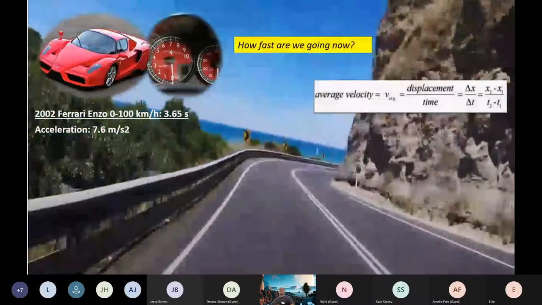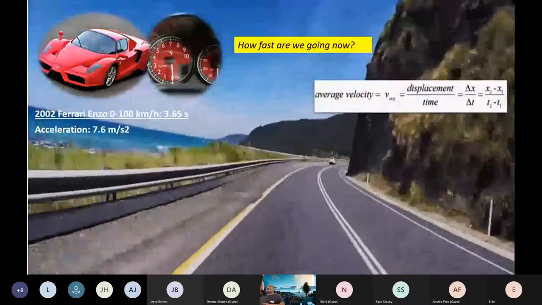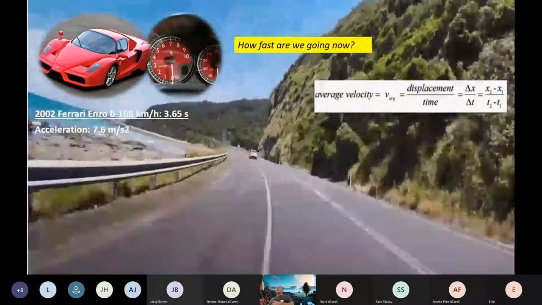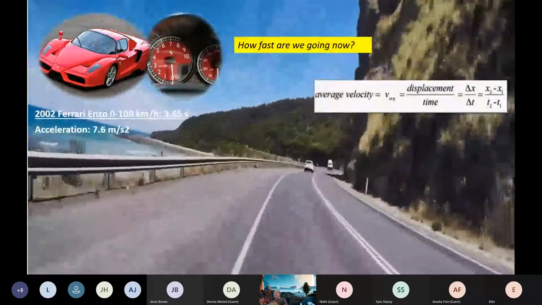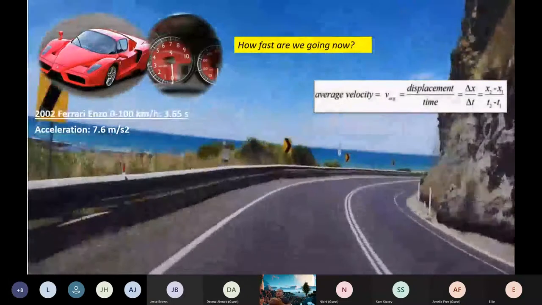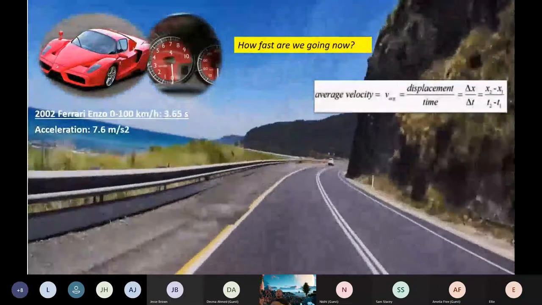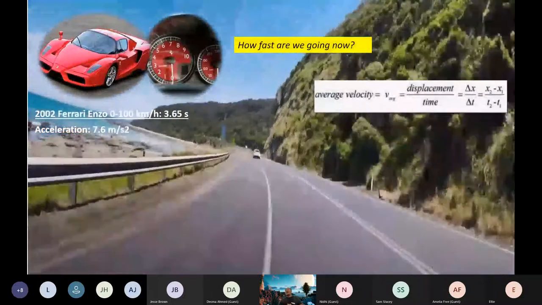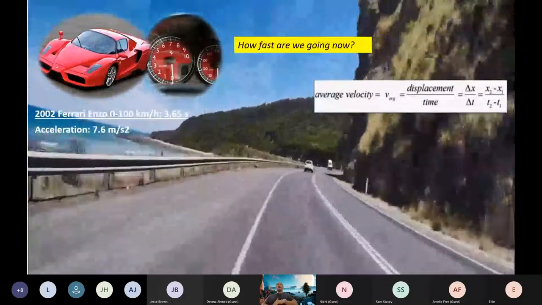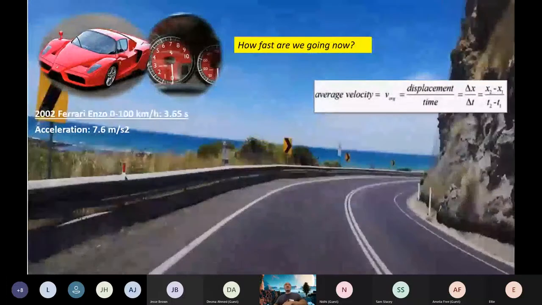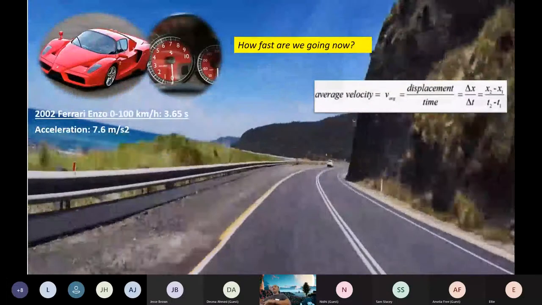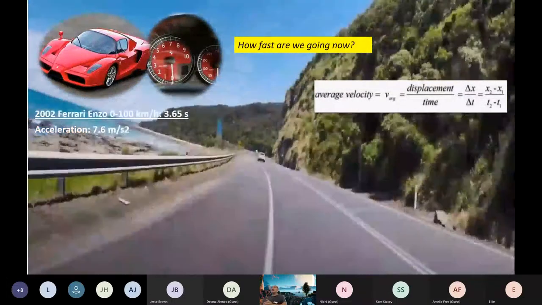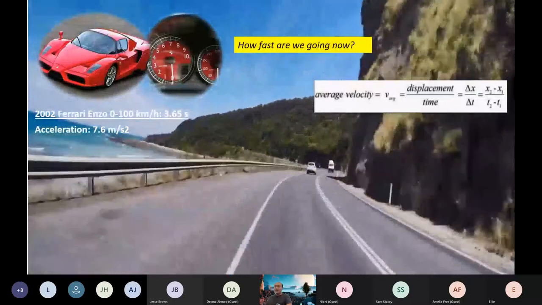The speedometer doesn't work, so let's do something manually. Let's say the distance between two posts is 100 meters. You time how long it takes to pass the two posts, and then the speed is the distance divided by time, right? That's what we learn in year 9 or 10 physics class: speed is distance divided by time, or velocity is displacement divided by time.